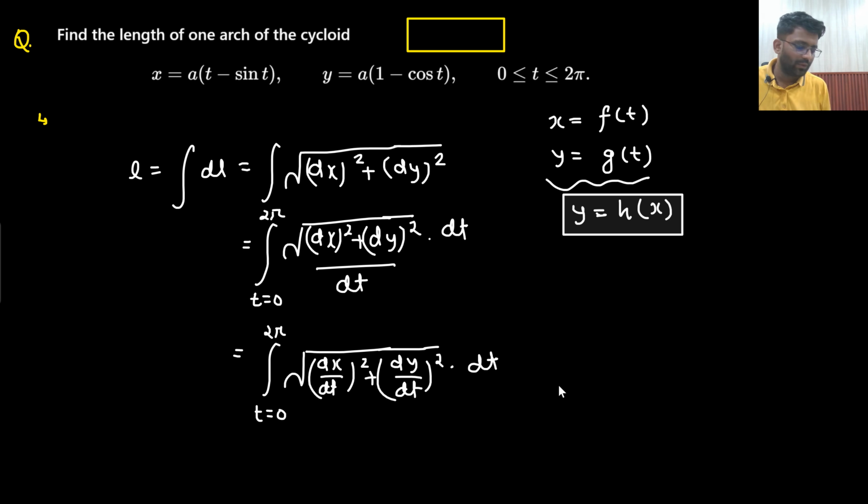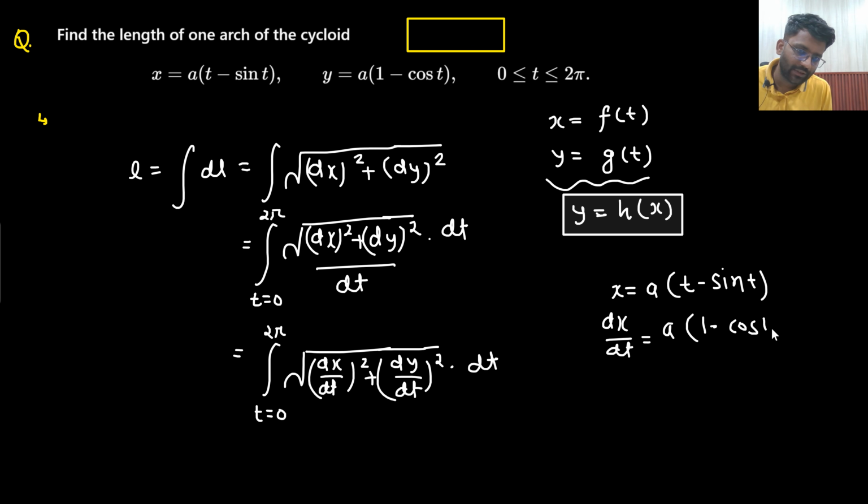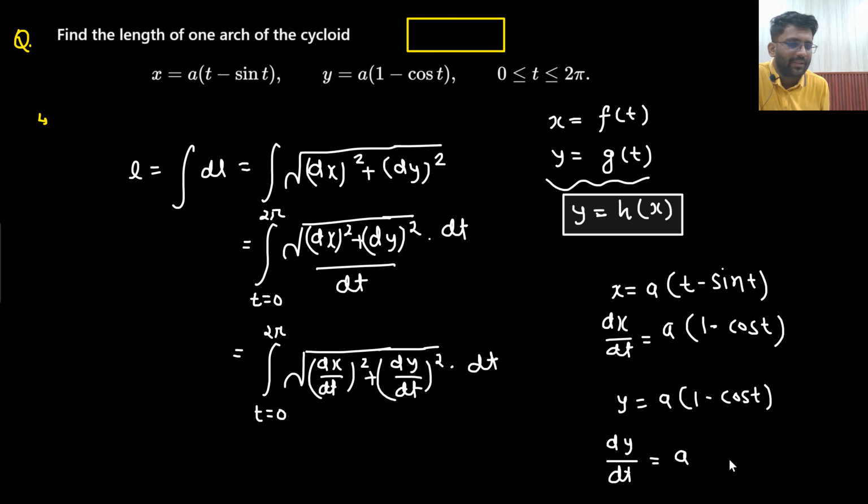Right? Now what is your function x given? x is nothing but a into t minus sin t. So what will be dx by dt? dx by dt would be a outside, this will become 1 minus differentiation of sine, which would be plus cos. Understandable? Very simple. Differentiation of t will be 1, differentiation of sine will be cos only. And what will be your y? y is given as a into 1 minus cos t. So what will be dy by dt? dy by dt would be a into differentiation of 1 minus cos t. Differentiation of cos will be minus sine. So this will become a sin t.